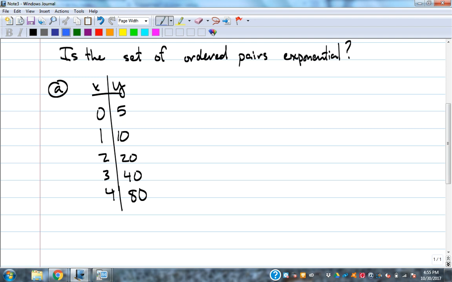The official verification would be to take the ratio of your Y values. So 10 divided by 5, what does that equal? 2. Then take the next pair. 20 divided by 10. That's 2. 40 divided by 20. That's 2. 80 divided by 40. That's 2. Because of the division, the ratio of the Y values there is the same each time. This is exponential.